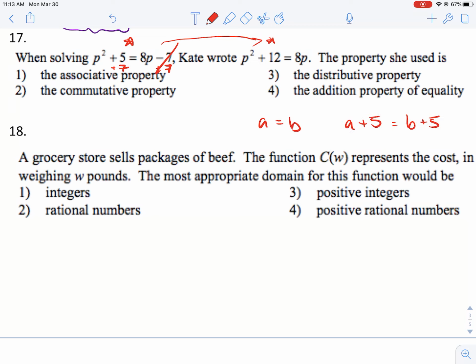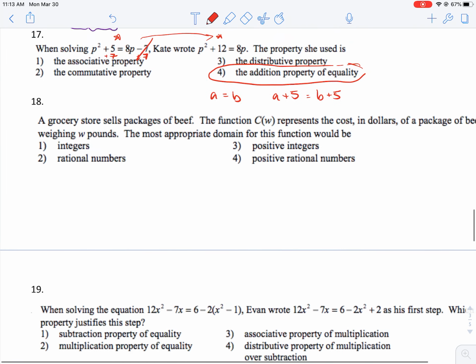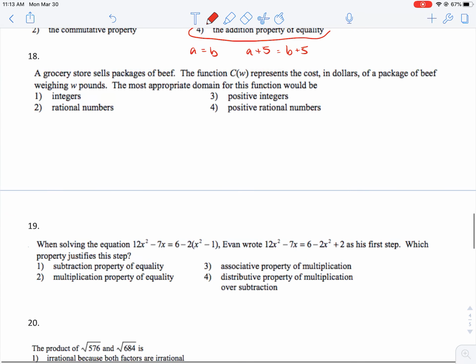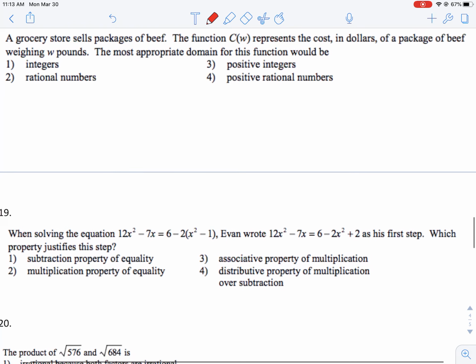if I have a is equal to b, well then a plus 5 is equal to b plus 5, right? So that is the addition property of equality. Okay, so that is number 17. We added 7 to both sides.